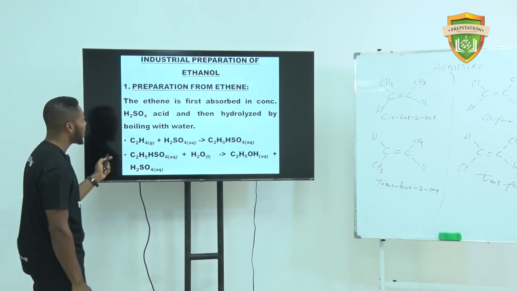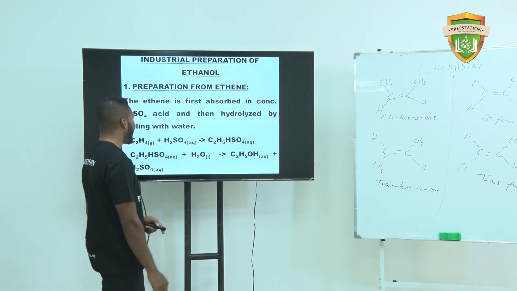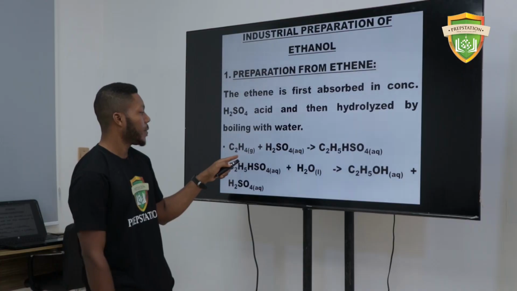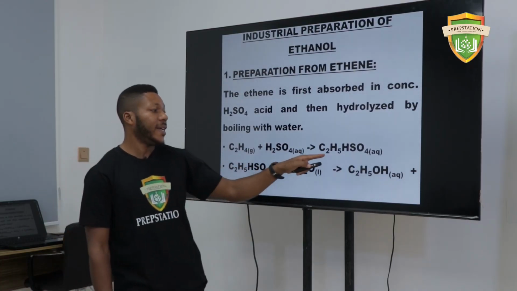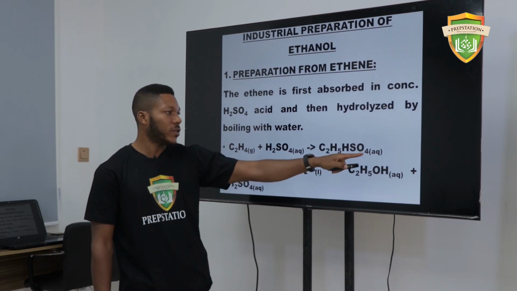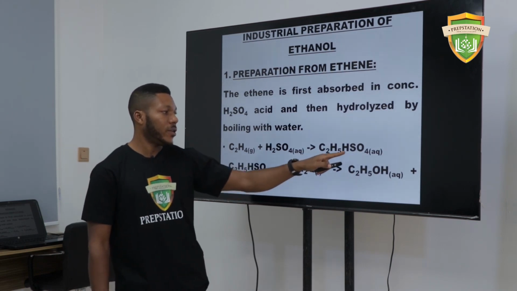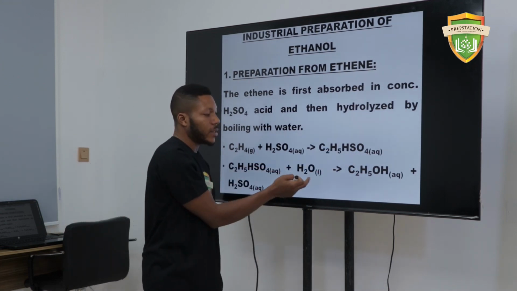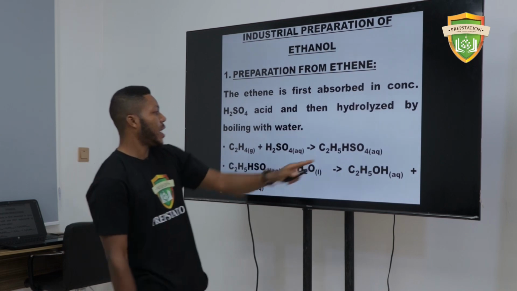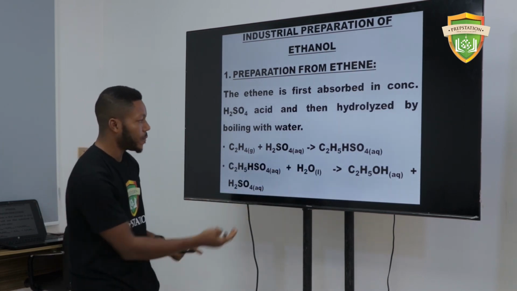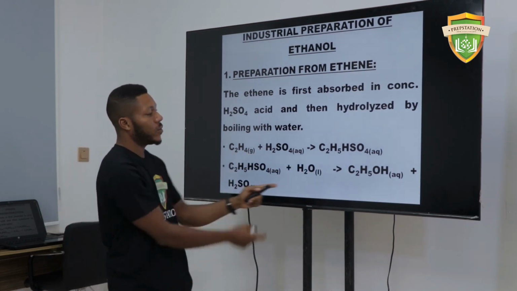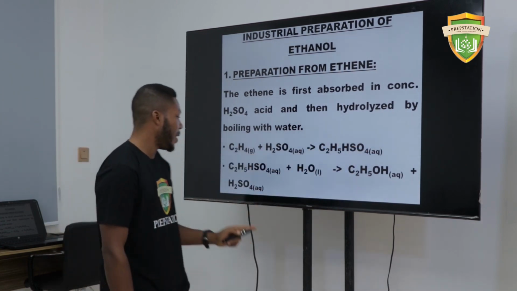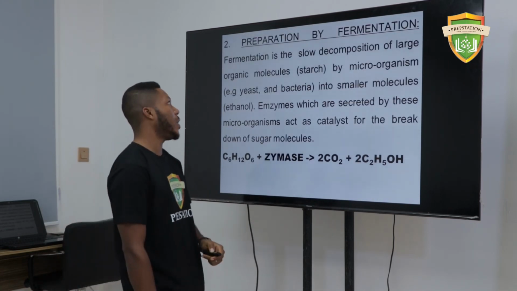Okay. Industrial preparation. 1. Preparation from ethene. So what happened here? Ethene is first absorbed in an acid. Ethene plus acid will give us what? Ethyl hydrogen tetraoxosulfate 6. Then you now hydrolyze this compound with water to have what? Ethanol. So that is, it takes a two-phase production. Ethyl hydrogen sulfate plus water will give us ethanol and H2SO4 as the other product.